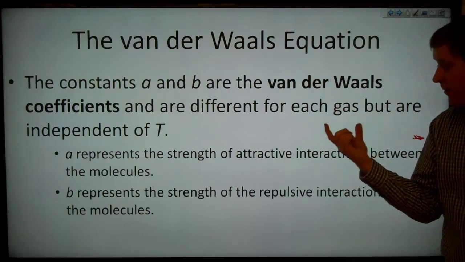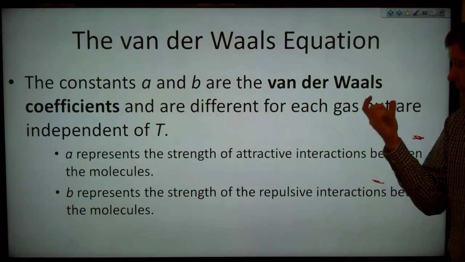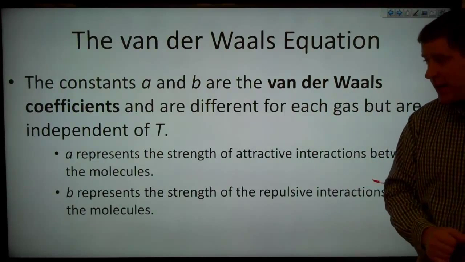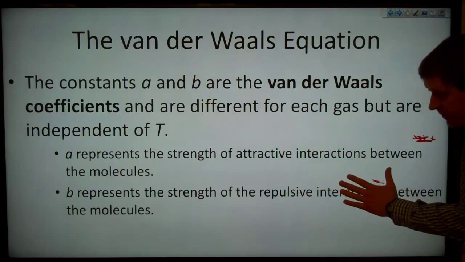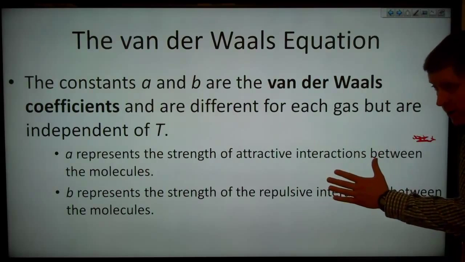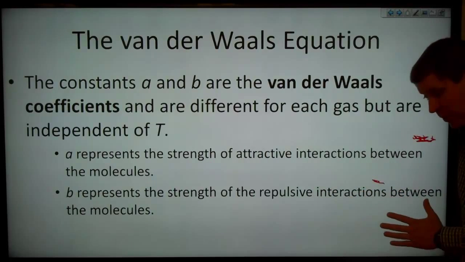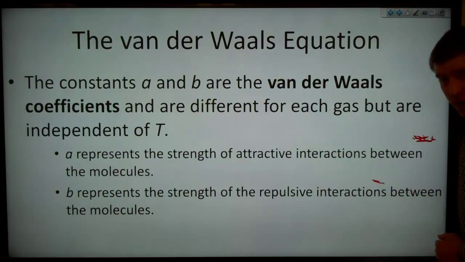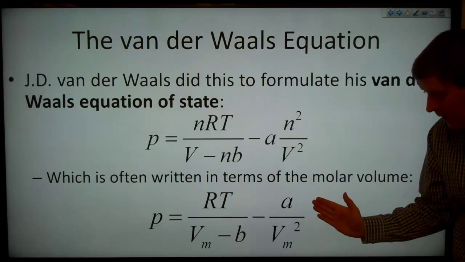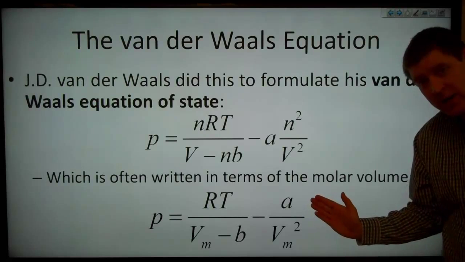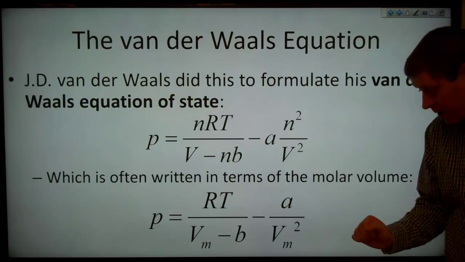And these are different for each gas, but they are now independent of the temperature. So A represents the strength of the attractive interactions between the molecules, and B represents the strength of the repulsive interactions between the molecules. So let's look again here. We said A represents the strength of the attraction between the molecules.